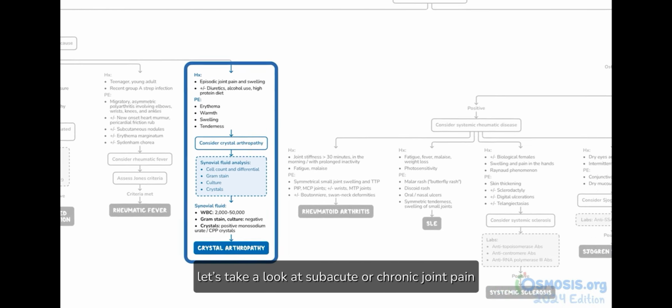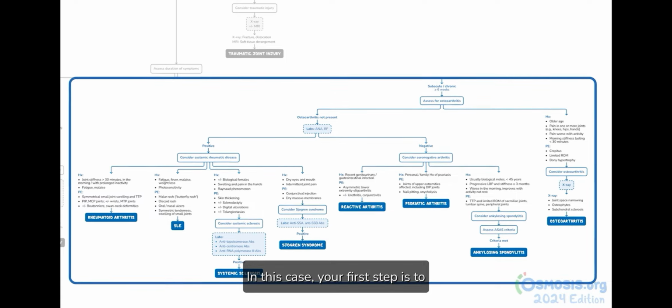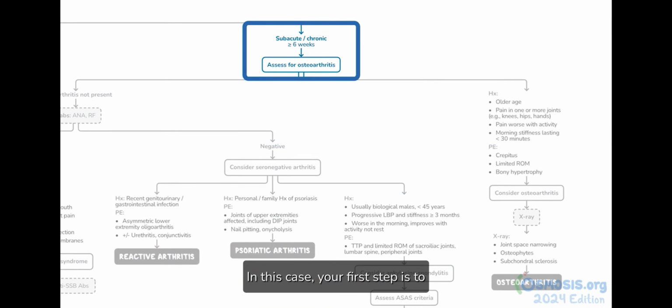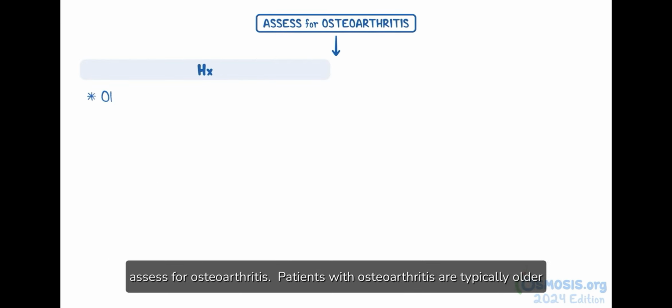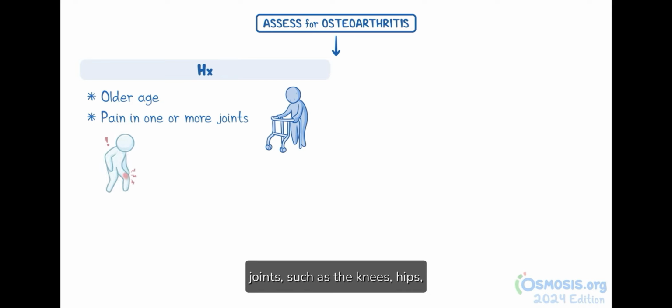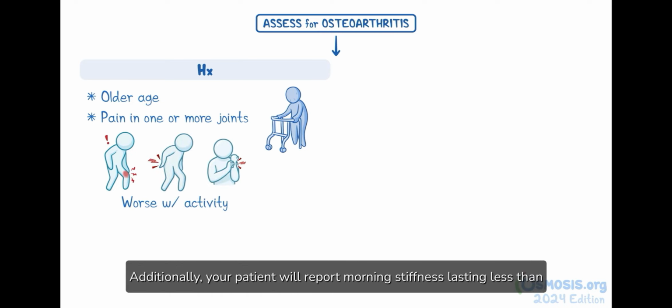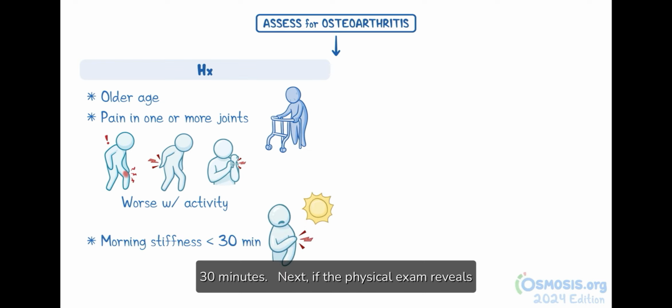Now, let's take a look at subacute or chronic joint pain and swelling, which lasts for 6 or more weeks. In this case, your first step is to assess for osteoarthritis. Patients with osteoarthritis are typically older in age and report joint pain in one or more joints, such as the knees, hips, and hands, that worsens with activity. Additionally, your patient will report morning stiffness lasting less than 30 minutes.